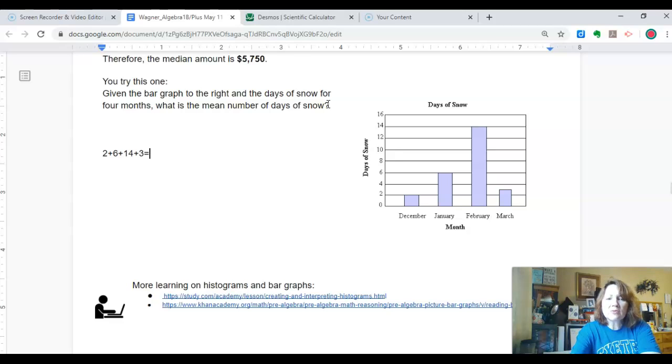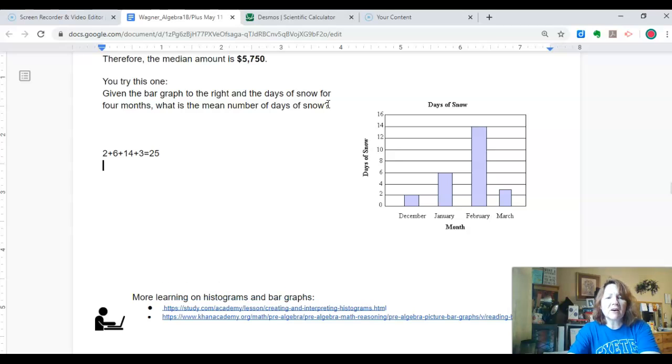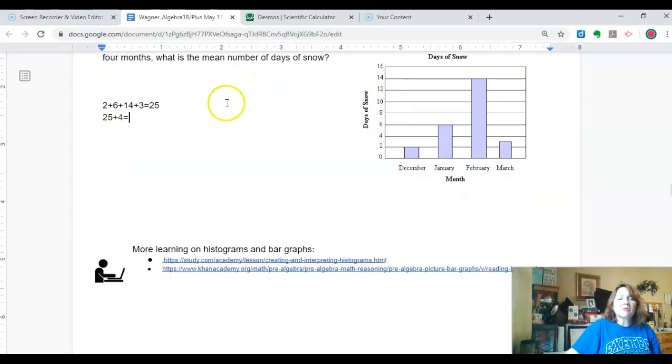So if I take all those numbers and I add them together, I get 25. So 25 is my total number if I add all those days of snow. But I have to divide by how many I have, because remember, mean means average. So then I would take my 25 and then I would divide by 4. Okay, so I want you to try that and see what you get. Again, 25, and that's going to be divided by 4.